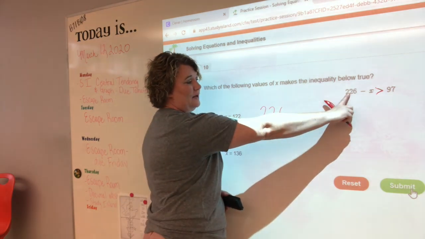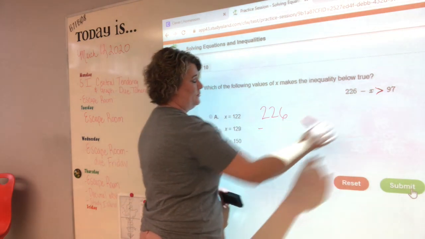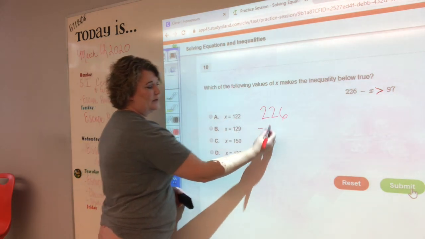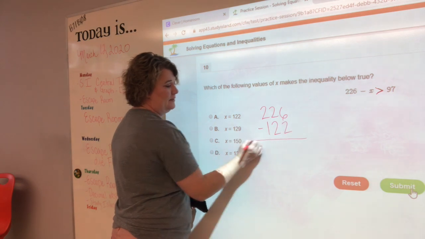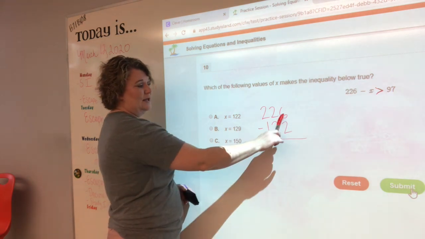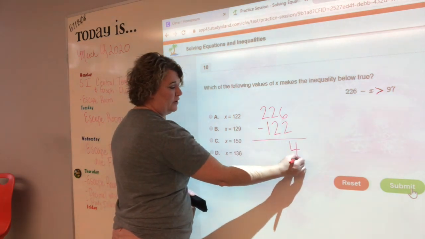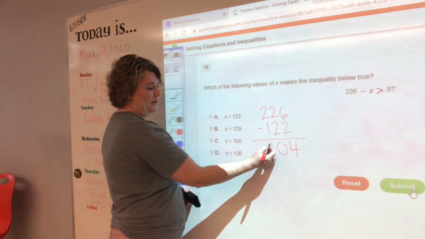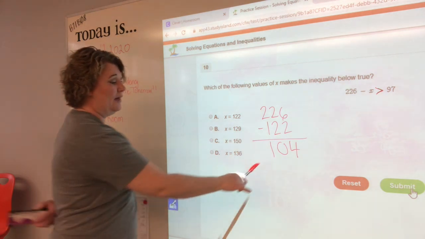226, that's where I got that, minus x. Where do I get my x's from? Right here. So I'm going to start with letter A, which would be 122. If I put 122 right there, now I'm subtracting. 6 minus 2 would get me 4. 2 minus 2 would get me 0. 2 minus 1 would get me 1. So now let's plug this in.